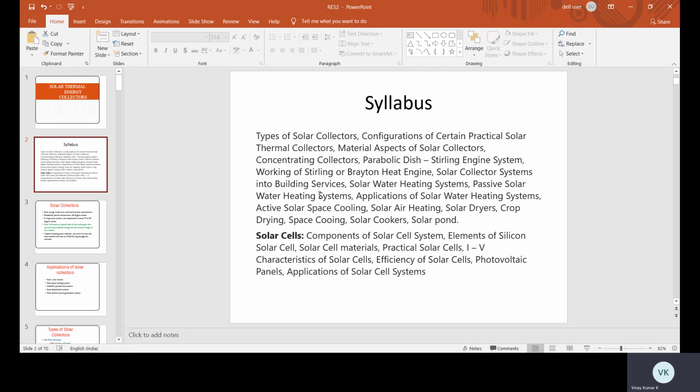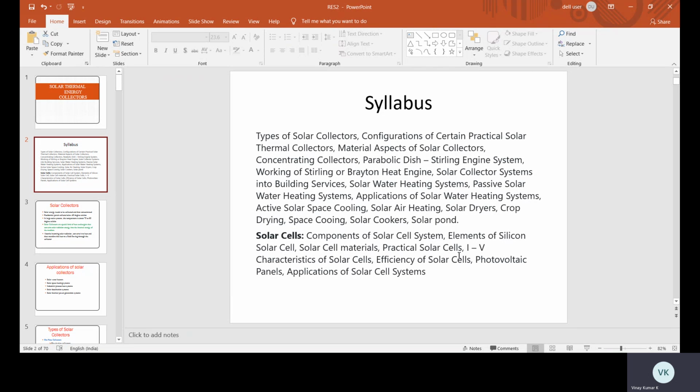Followed by, in the part 2 of this module 2, we will have a look at solar cells. What are different solar cells, what are the modifications, what are the construction details, like that. The components of solar system, what are the main components that these cells will be having, and elements of silicon solar cell materials, practical solar cell IV characteristics of solar cells, efficiency of solar cells, photovoltaic panels.